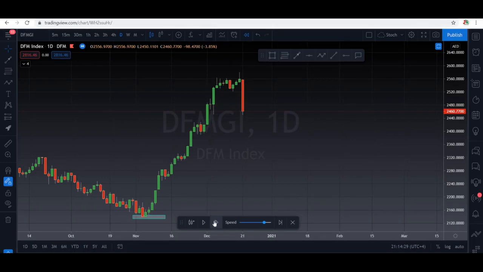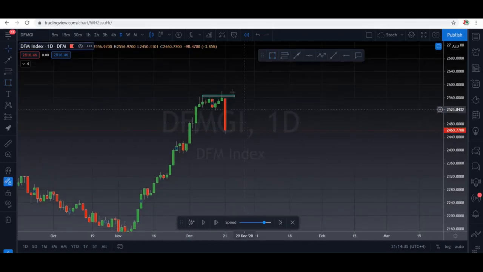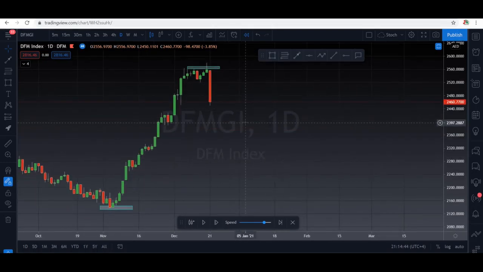Bam! Did you see that? What happened is this was the resistance area and the market could not cross above the previous candle's high and suddenly it dropped to the downside. Now, has the reversal begun? No, not yet. Till the time we are above this level and this level, we are still in an uptrend.